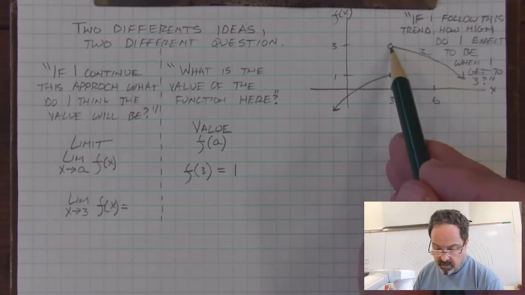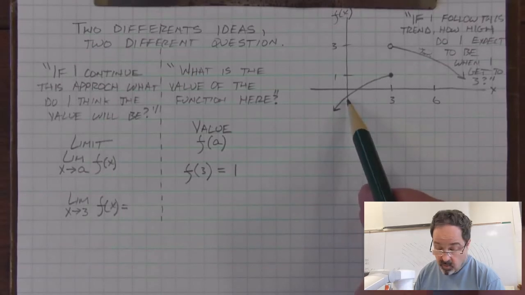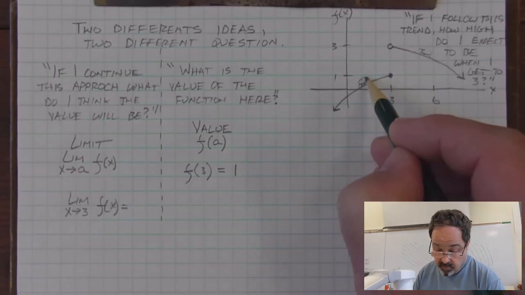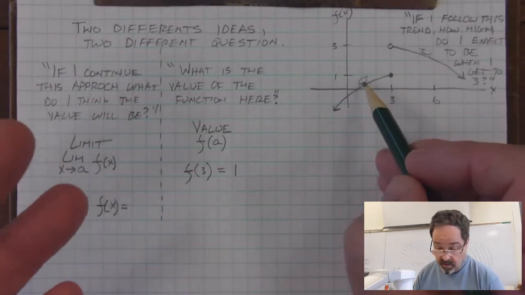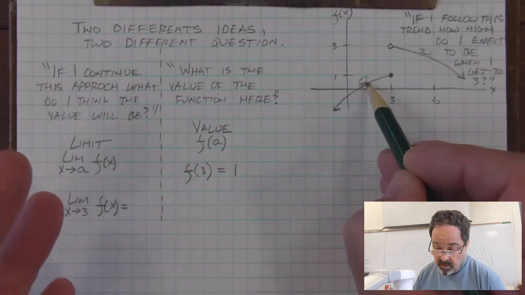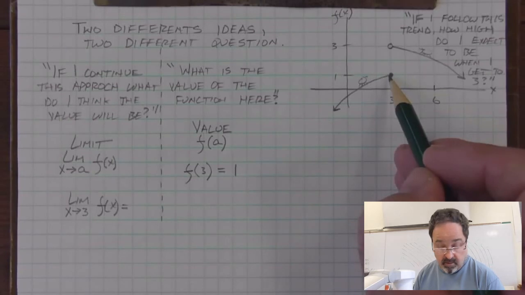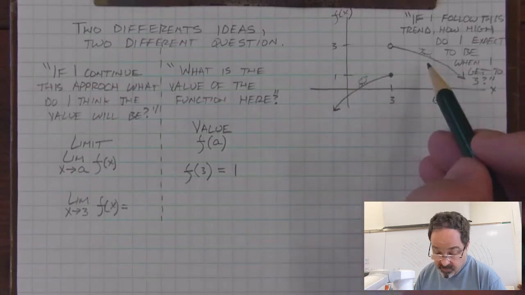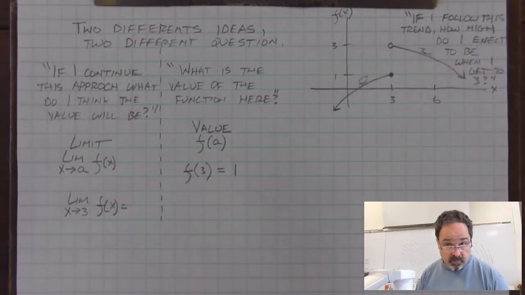But we have another branch to this function, another piece. We could imagine that there's a bug on this other piece traveling to 3, just coming from a different direction. And if we were a bug asking the same question, if I follow this trend as I approach 3 in the domain, how high do I expect to be? And we expect that we'll reach a height of 1, which is different than the thought that this bug has. There's a difference between what side you're approaching from.